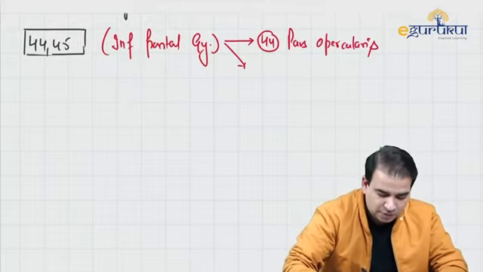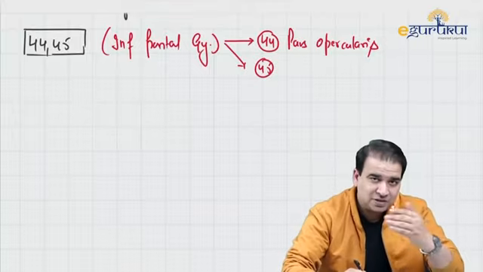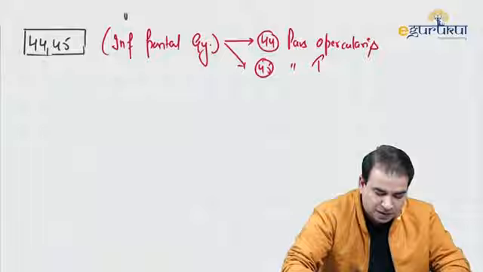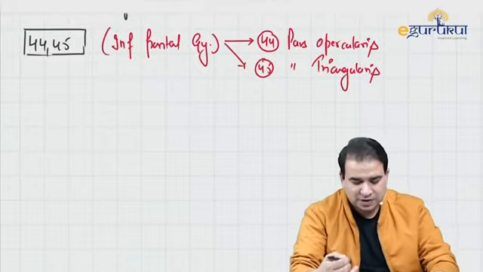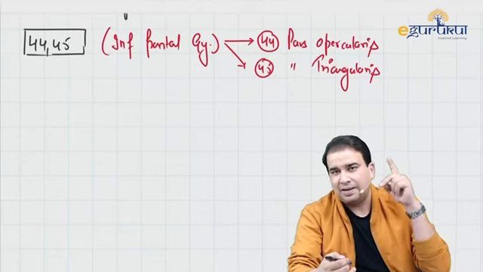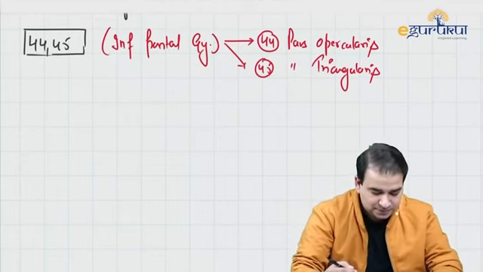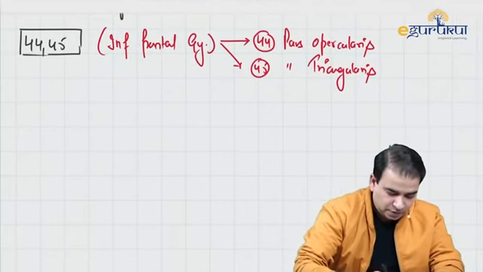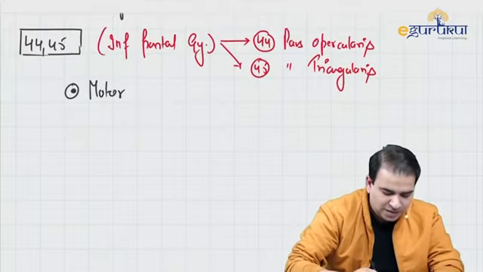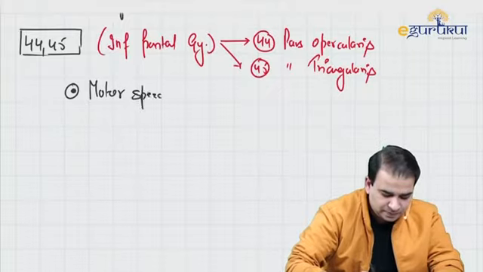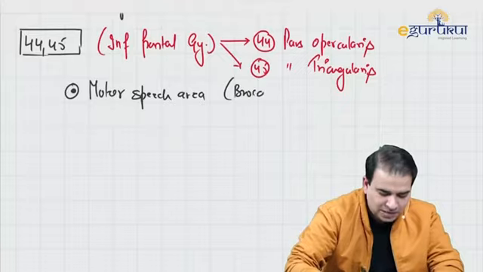And 45, which is in front, is present in pars triangularis. Remember, pars triangularis lies between the ascending limb and the anterior limb. 44 and 45 are important because this is the motor speech area, or Broca's area.